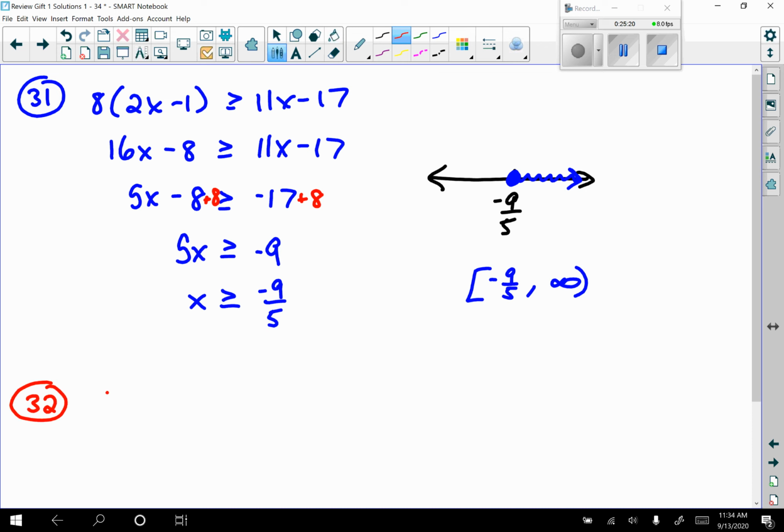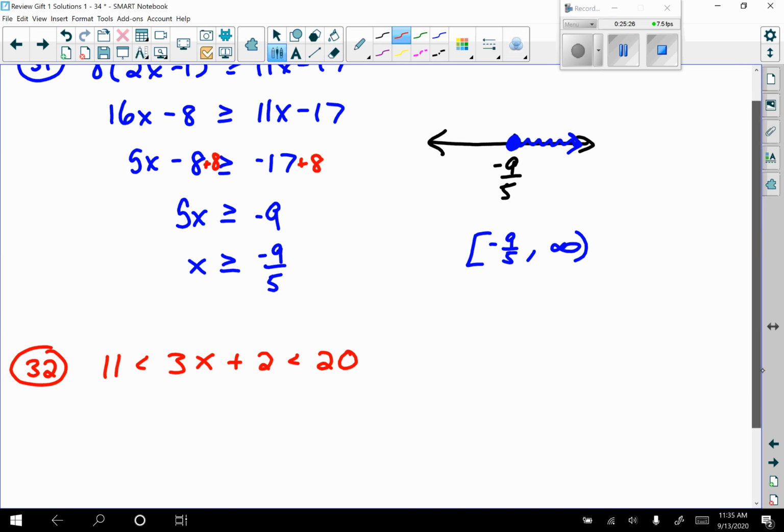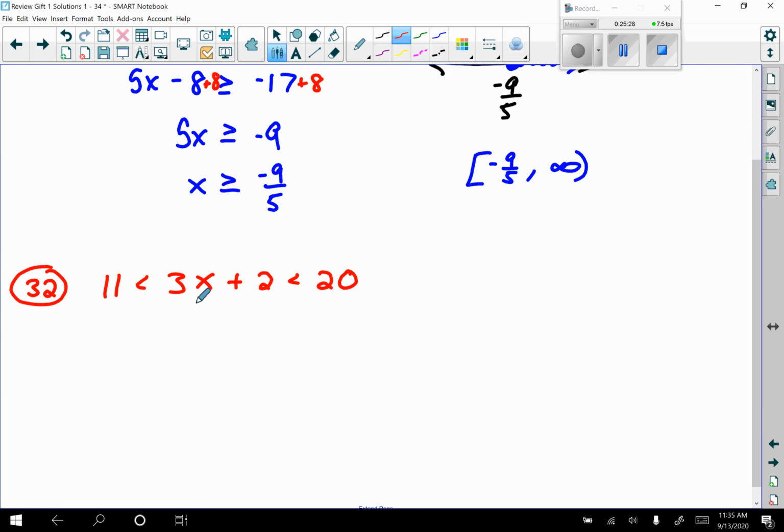All right, 32 is an in-between statement, so we're going to leave it as an in-between statement. But again, the way to read this is we start in the middle. 3x plus 2 is greater than 11, and 3x plus 2 is less than 20. So as long as we know how to read it, we could keep it this way and really start by subtracting 2 everywhere. So now we'll get a 9. So now 3x is greater than 9 and less than 18.